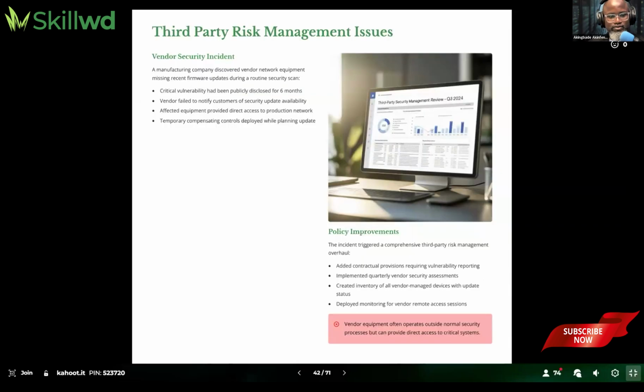we have in IT will be similar in OT in terms of third party, right? You want to make sure that you still provide oversight to your third party, that their critical vulnerabilities have been addressed. So let me give an example.